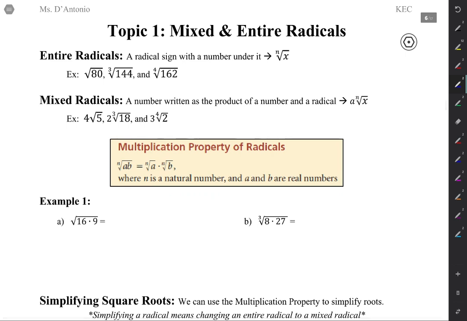In topic 1, we're going to be looking at mixed radicals and entire radicals, and we're going to look at how to switch between each form to the other. So let's start off with talking about entire radicals.